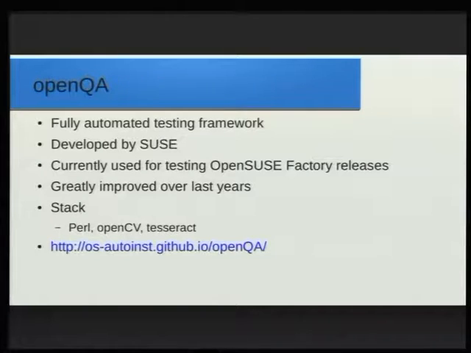OpenQA is the project developed by SUSE, and they are currently using it for automated testing of openSUSE Factory releases, which are basically like the nightly composes of Fedora that we have now. It has now grown into a fully automated testing framework, composed of several components, and there is even a web UI and API for task management. It has grown quite a bit bigger since I started looking at it.